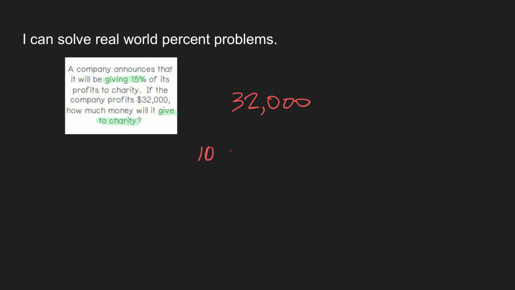So 10% would equal 3,200, because remember, if 10%, we're just dividing it by 10, and if we divide by 10, our decimal just comes over one place. And then 5% is going to be half of that. So if we divide that by 2, what is that? I want to say 1,600. Double check me though. Right? 3,000 divided by 2 would be 1,500, and then another 100. Yeah, I think it's 1,600.